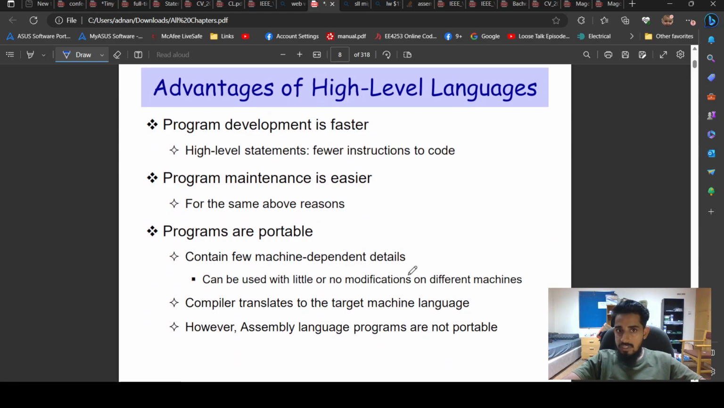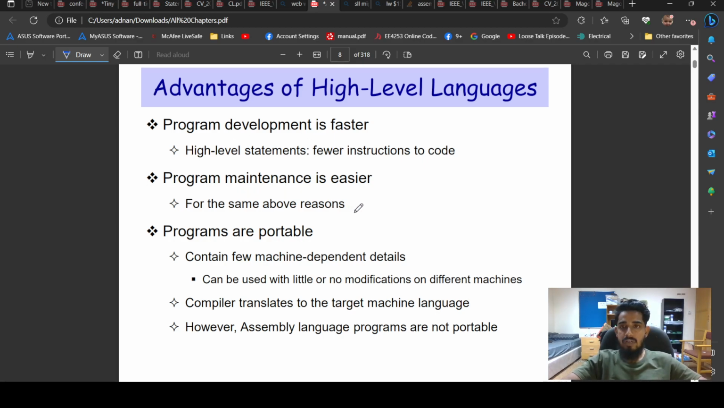So what are the advantages of high level languages? Program development is faster, because as developers and coders it is very easy for us to write any function. Readability is very good. We can very easily code in a high level language, and program maintenance is easier.